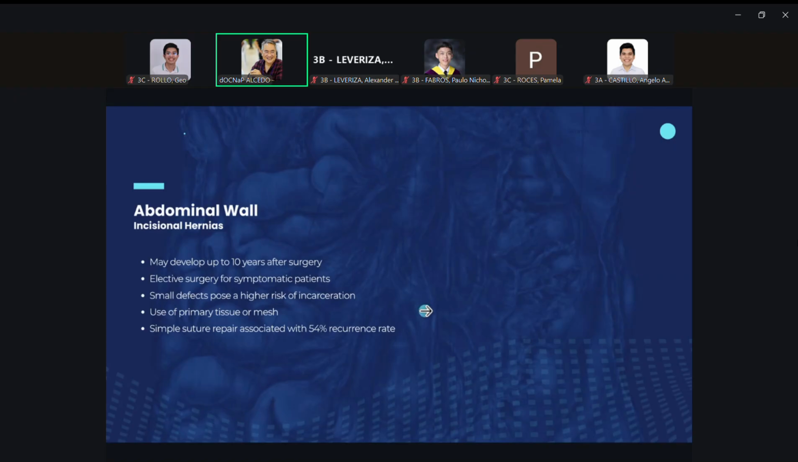Small defects pose a higher risk of incarceration. Use of primary tissue or mesh, no? They have different incidences of incisional hernias. Simple suture repair is associated with a 54% recurrence rate. Again, because of the tension. That's why you have to be very selective and very careful when you do your closure of the abdominal incision.